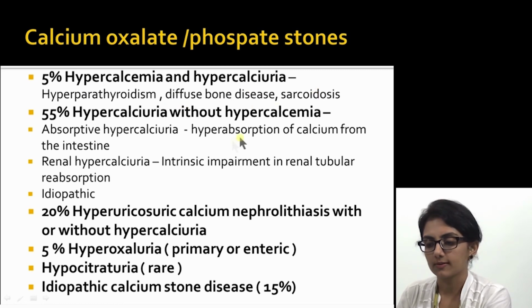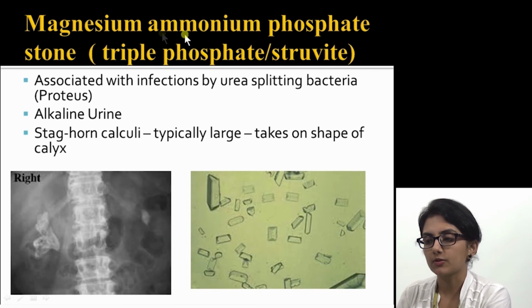The next type of stone is a triple phosphate, the magnesium ammonium phosphate, or what is also called the struvite stones. As I discussed, this is more common in alkaline pH, and therefore in urine when there is an infection with Proteus, which is a urea splitting bacteria, which will produce large amounts of ammonia and alkalinize the urine, patients do commonly get triple phosphate stones. And classically on radiology, they're described as staghorn. They're typically large and they take the shape of the calyx, as you can see here.